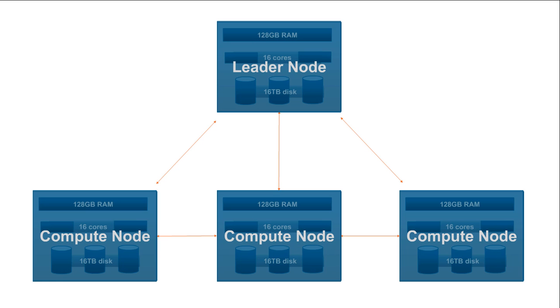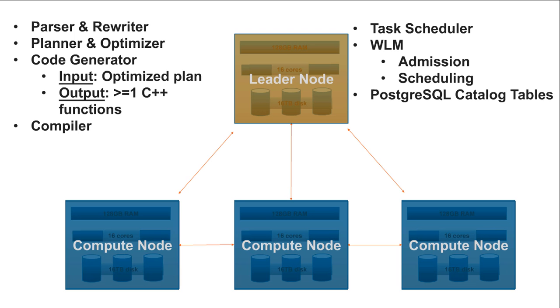Jumping into the components that make up the compute and leader nodes: on the leader node, we have the parser. That's where the queries are parsed. That's where we rewrite, and the planner and the optimizer and all that good stuff sits. We also have all the Postgres catalog tables. So if you're used to the PG tables and the Postgres catalog, those actually also sit on the leader node as well.